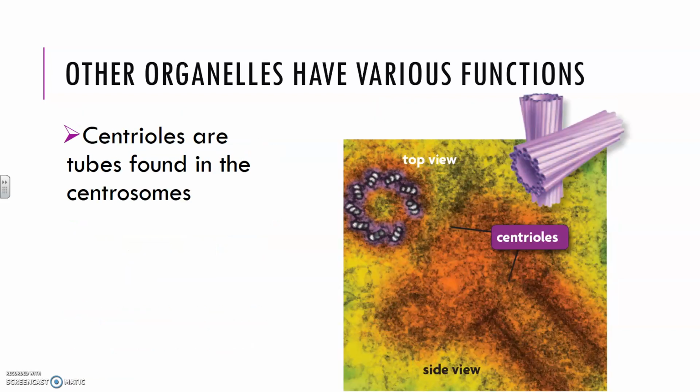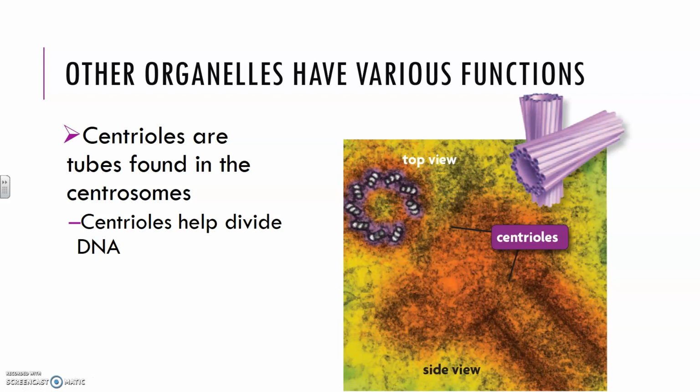All right, and then finally we have the centrioles. Some people call them centrioles, and I don't care, it's one or the other. So centrioles are tubes that are found in the centrosome. So you've got your centrosome here, and then the centrioles. They are tube-like structures. They mostly help divide DNA.